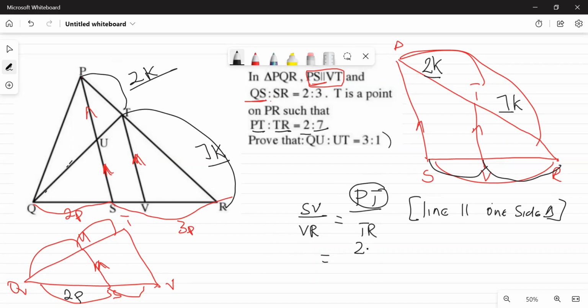It's 2K. What is TR? Okay, 7K. And then K and K, they divide each other out. It means with the ratio, it's 7:1:2. Or it's 2:1:2:7. But this is a ratio, guys.